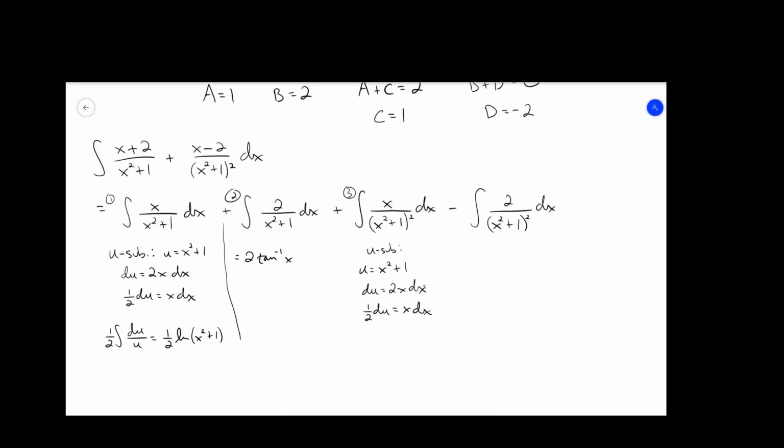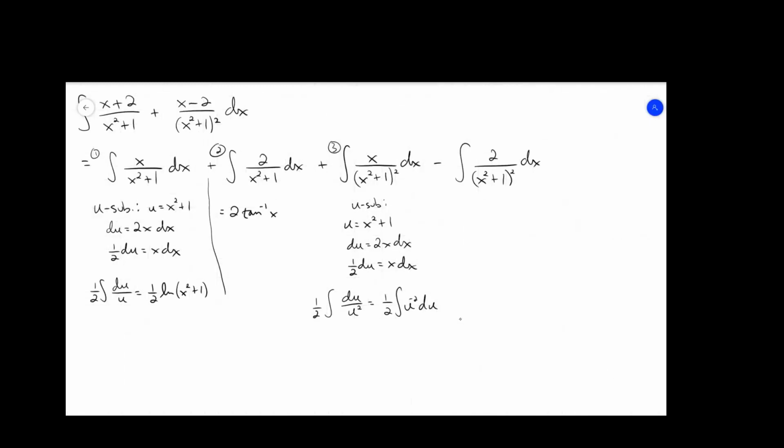And then the integral becomes 1/2 du. Now in this case, it's over u squared, right? But in that case, we'd have to write that as 1/2 integral u to the minus 2 power. And then we can use the power rule on that one to get negative 1/2 u to the negative 1, which is the same as negative 1 over 2u. And then that is the same as negative 1 over 2, what was u, x squared plus 1.